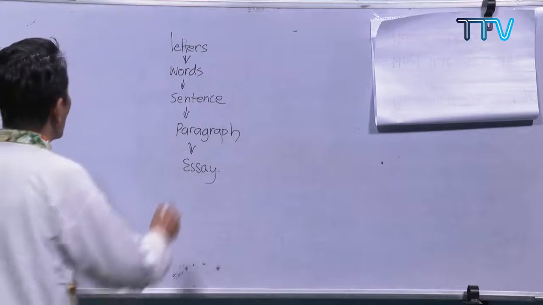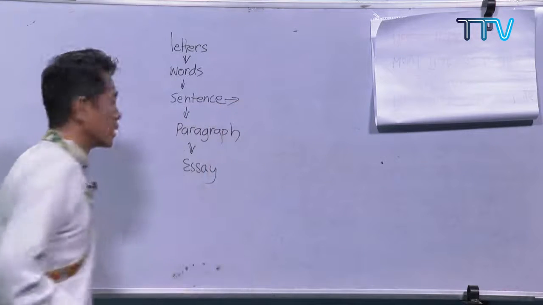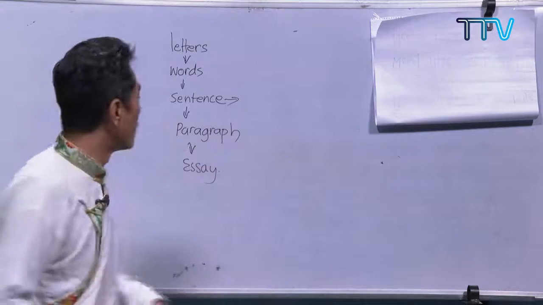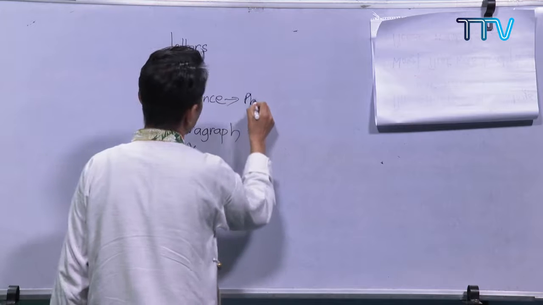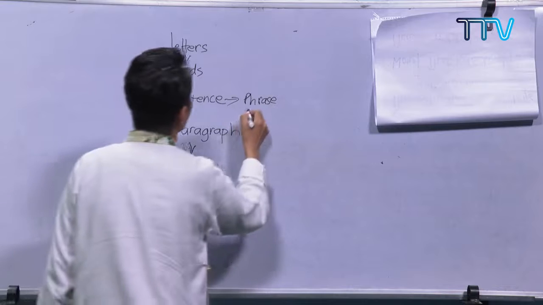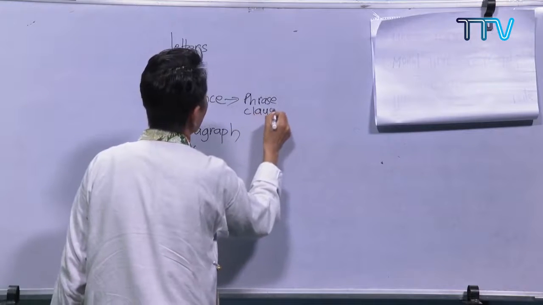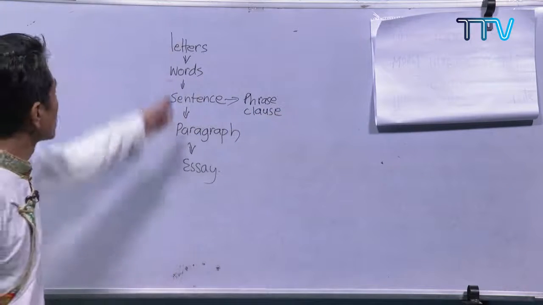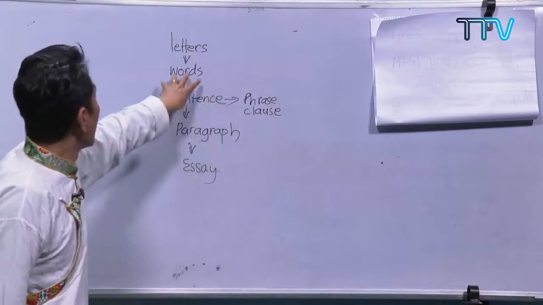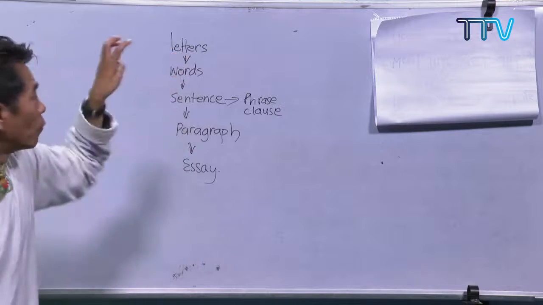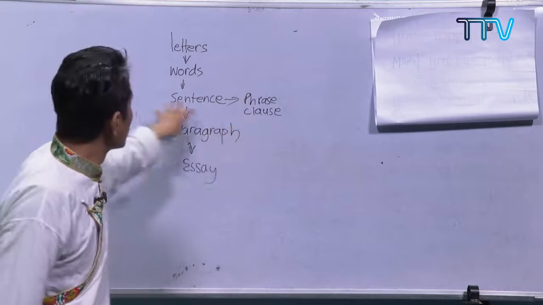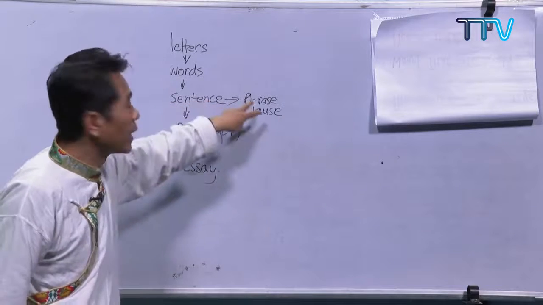As far as the sentence is concerned, Gitanjala has already told you about the phrases. So in the sentence, we have phrases, and we also have clauses. A sentence is made not just of words, but also of phrases and clauses. A group of words can also make a phrase or a clause. So if you look at one sentence, you will find phrases.